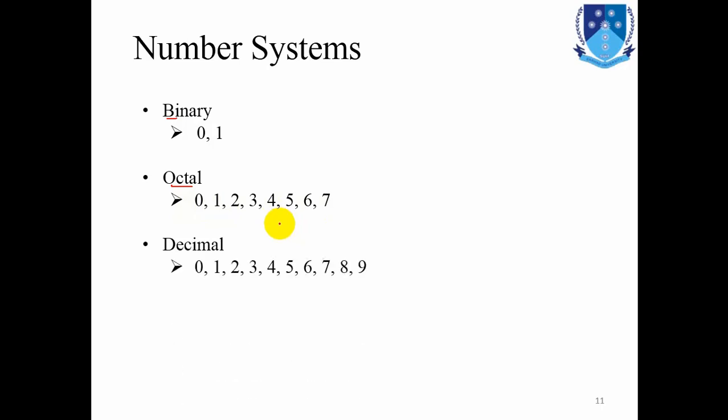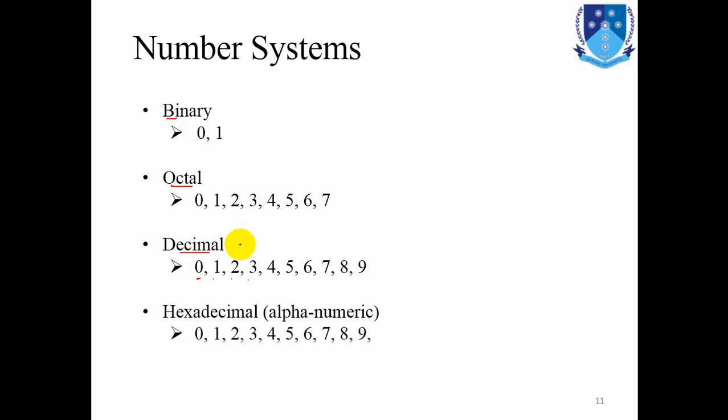The decimal number system: deci stands for 10, so such a number system has 10 valid digits, starting with 0, 1, 2, 3, 4, 5, 6, 7, 8 and 9. So 0 up to 9, these are the 10 digits. The decimal number system is the system which we use in our daily life calculations. And the fourth one is the hexadecimal number system, which is also known as an alphanumeric number system.